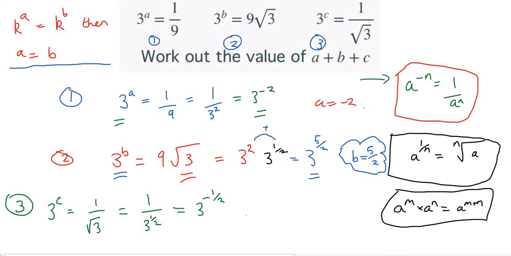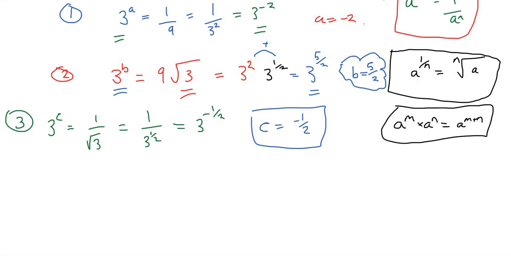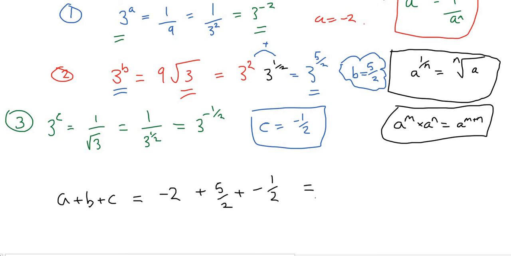Right, and so we have 3 to the c equals 3 to the minus a half. So this tells us that c equals minus a half. Right, and the question says work out the value of a plus b plus c. So now it's just a matter of substitution. a is minus 2, b is 5 over 2, or 2.5, and c is minus a half. So once you work all this out, you will get the final answer of 0.